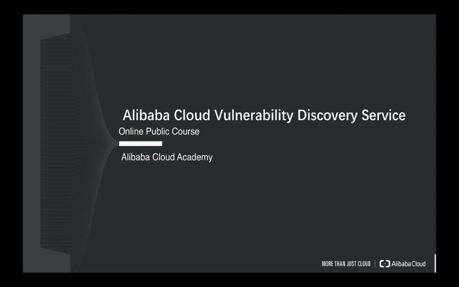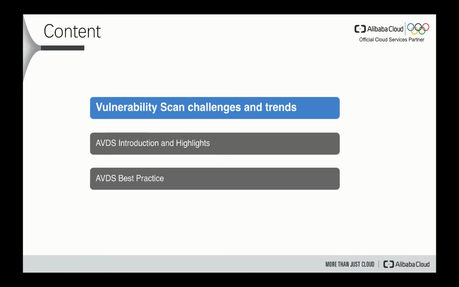Today we are going to talk about another Alibaba Cloud security service. It's called AVDS, the Alibaba Cloud Vulnerability Discovery Service. This is a totally automated service which will be helping you to find your system vulnerabilities in a very quick way. So today's content will be including the following three parts, and also because this is a service introduction, we won't have a demo for this course.